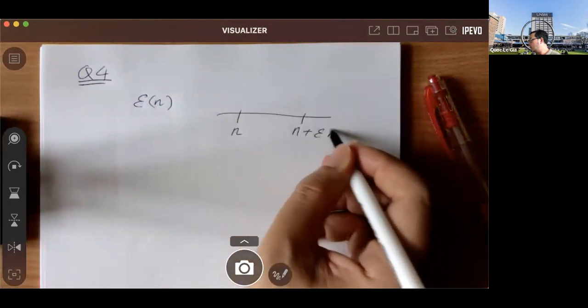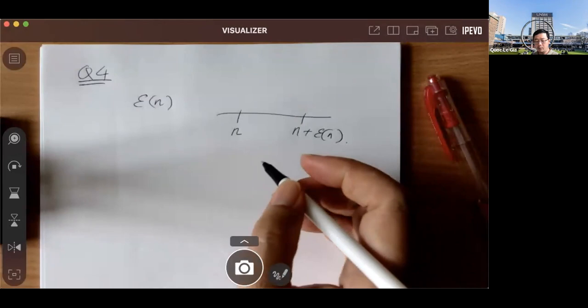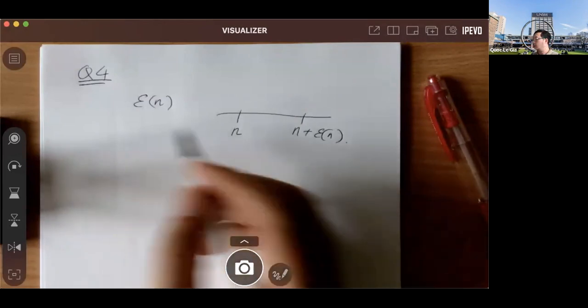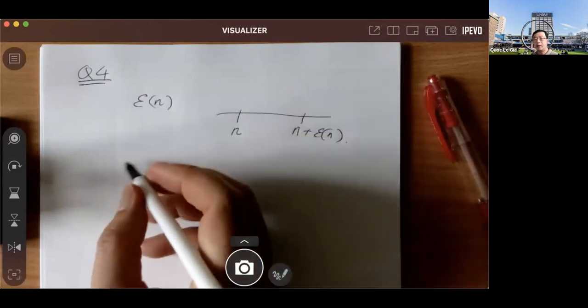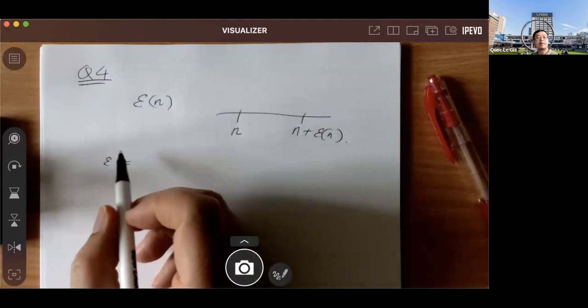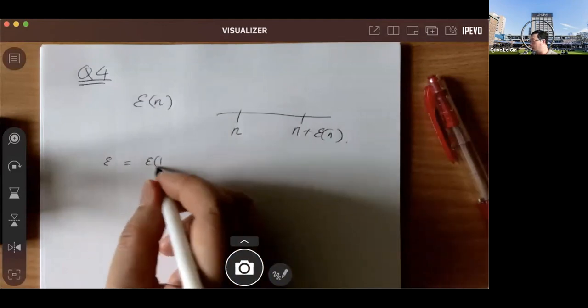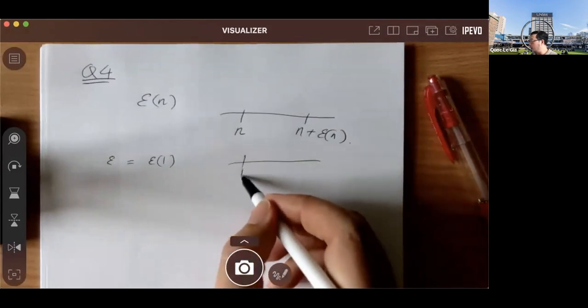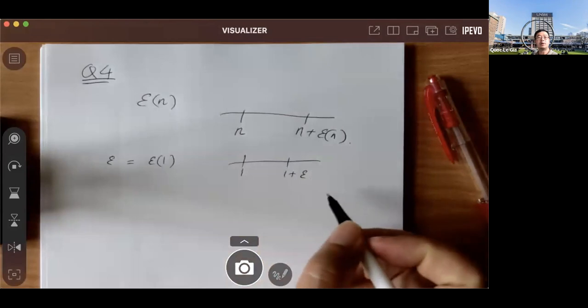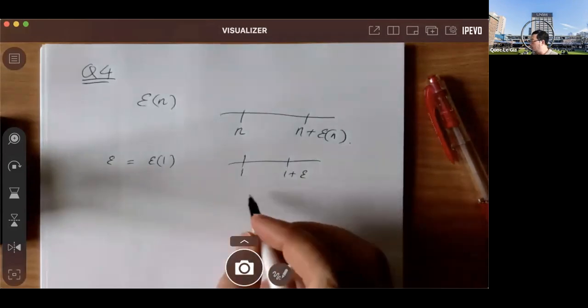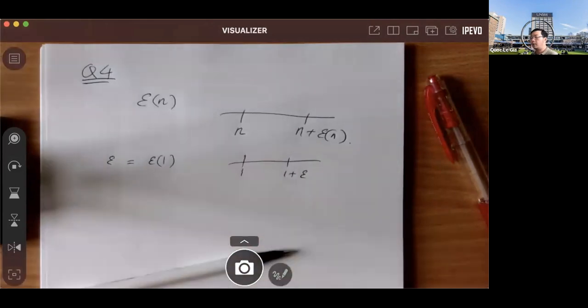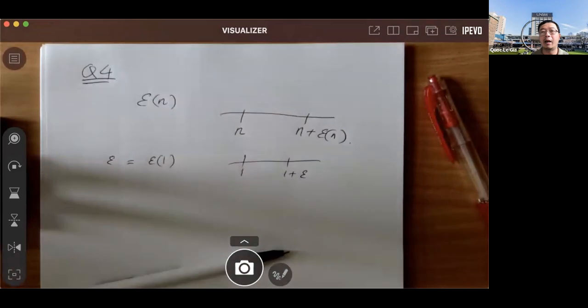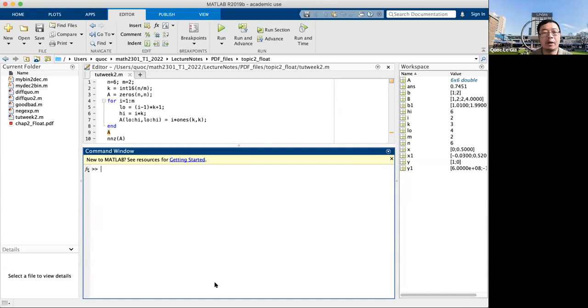So what does it mean? Epsilon with no input is just epsilon of 1. Then you know that this is 1 and this is 1 plus epsilon, the next machine number. Now I go back to MATLAB. You see that if I put in 1 plus epsilon, bigger than 1, then it's 1.